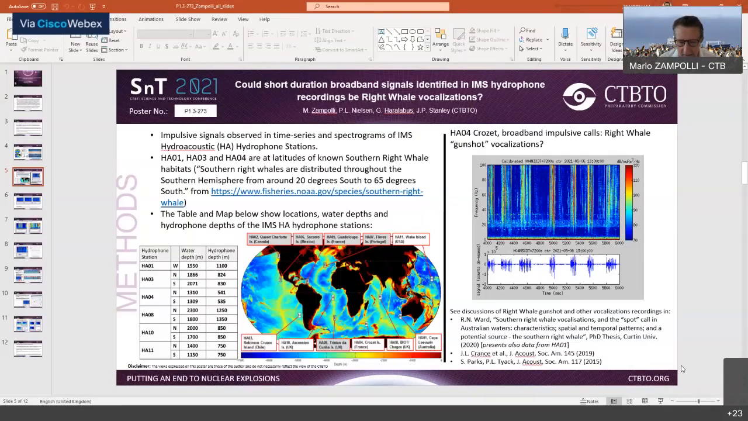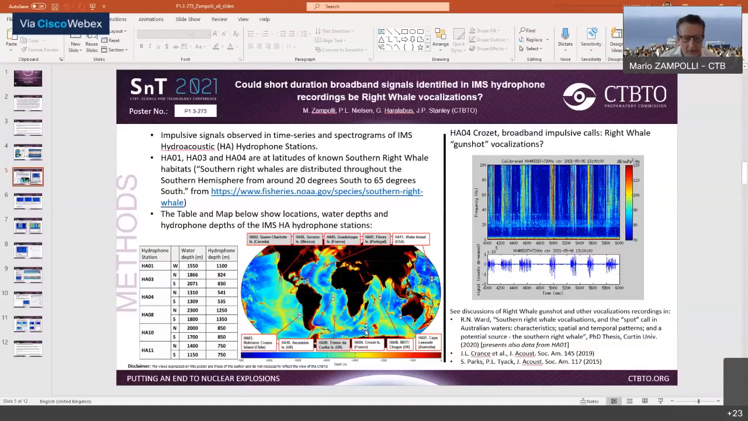types of whales. For quite some time it was not clear what sounds these whales even make. So this example that we're seeing here on the screen comes from H04 Crozet, France, in the southern Indian Ocean. But we do see sounds like these also at other stations.